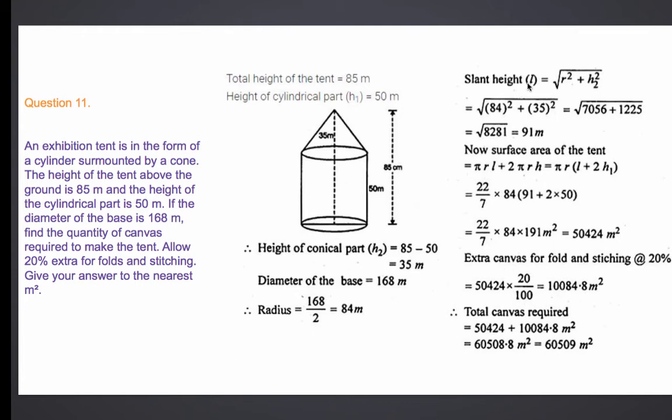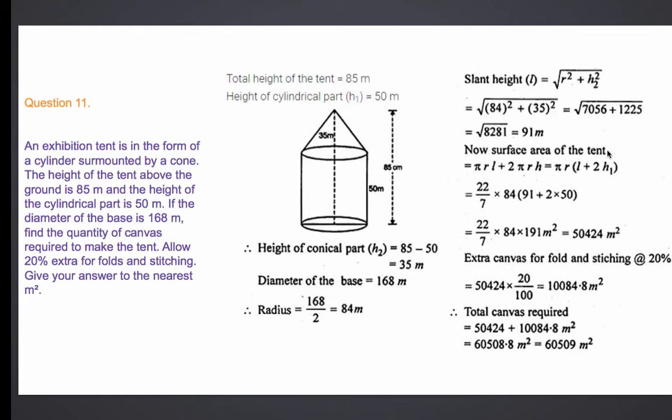Firstly we'll calculate the slant height for the cone, which comes out as square root of r square plus h square. Okay, which height will we take? Obviously h2 is written because we'll take the height of the cone here, 35. So let's substitute the values. 84 is the radius, square of that, and the square of the height. So on calculation, what do we get as the slant height? 91 meter.